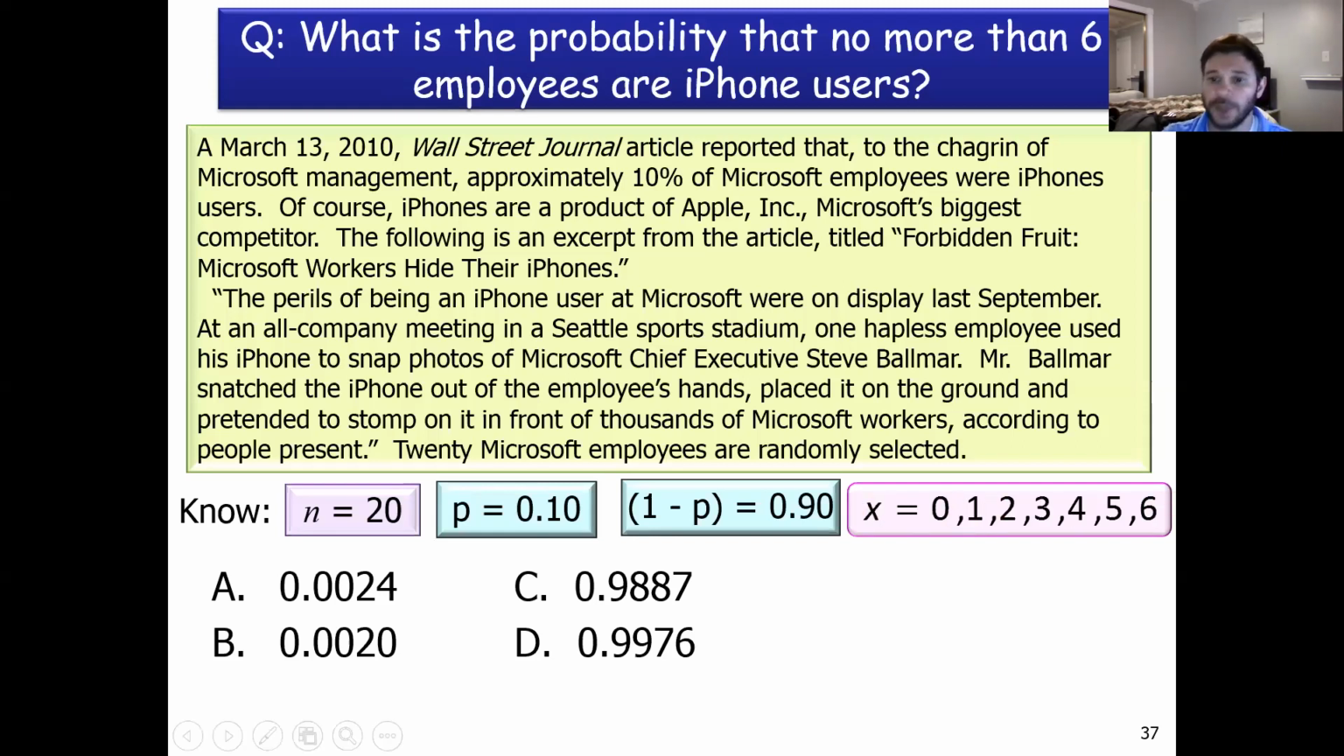Now remember, the binomial table gives us cumulative probability. So if I found the row that corresponded to exactly 6 successes out of these 20 trials, that includes 6 or fewer. So I actually only need to find one particular table value here. And let me take a moment and switch my screen so you can see exactly what that looks like.